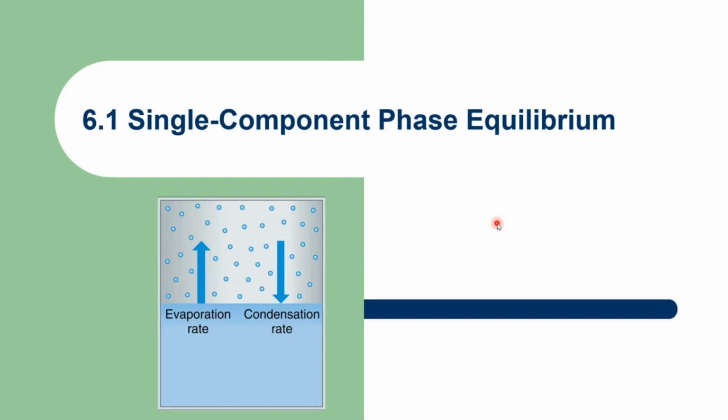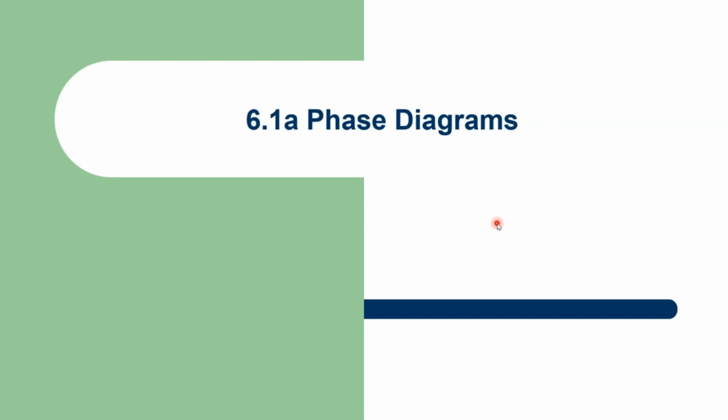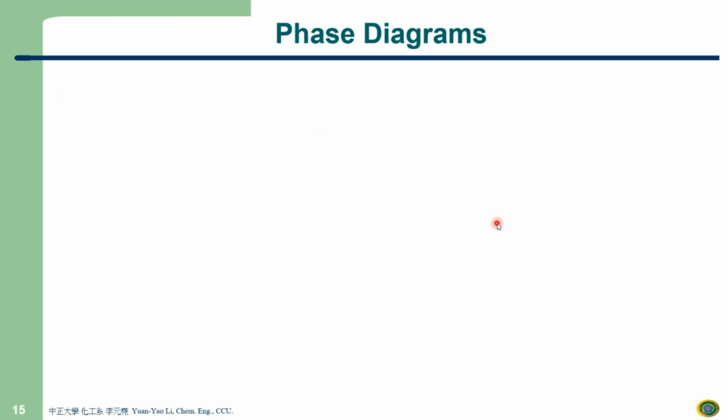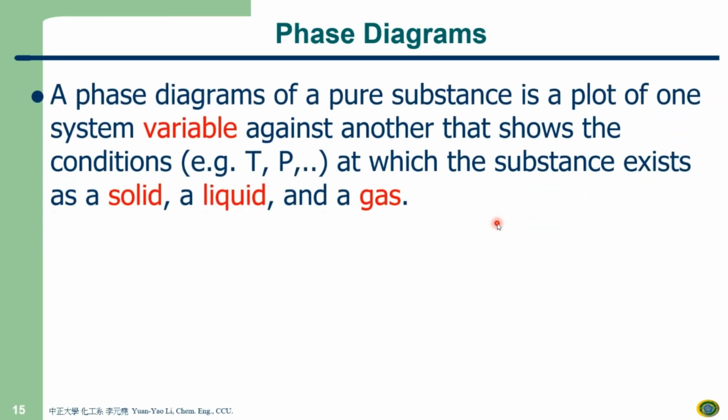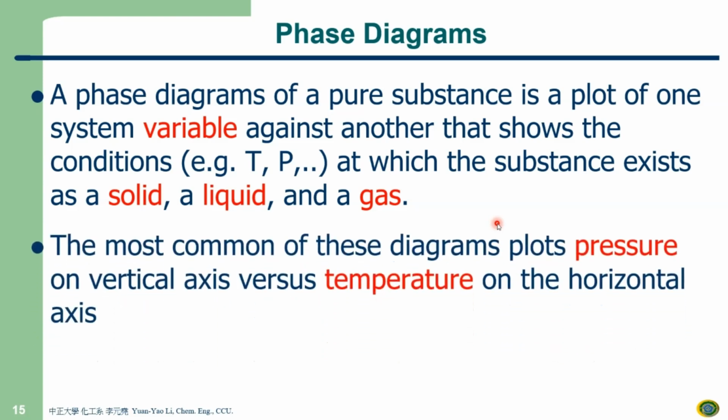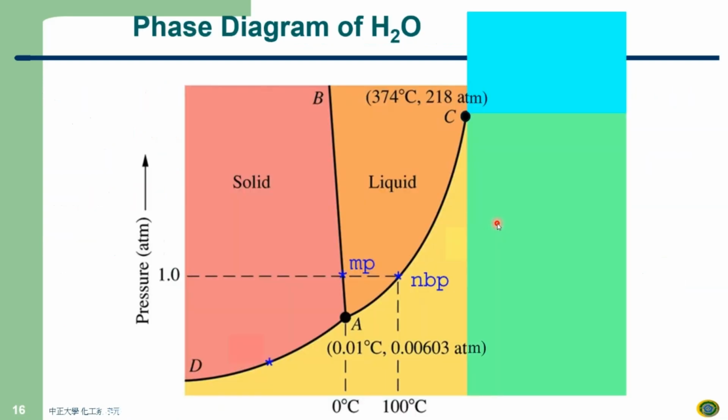Right. So let's move to section 6.1, single component phase equilibrium. First is 6.1, the phase diagram. What's a phase diagram? I'm sure you already know the phase diagram. A phase diagram is for one component, related to the phase, solid phase, liquid phase, or gas phase. And they deal with temperature and pressure, right? Temperature and pressure. Generally, the x-axis is temperature, and the y-axis is pressure. I hope you remember.